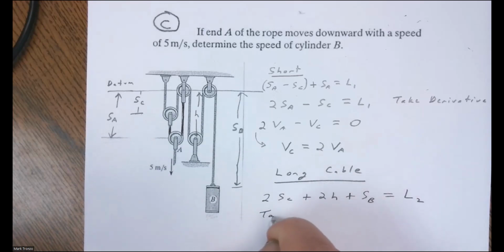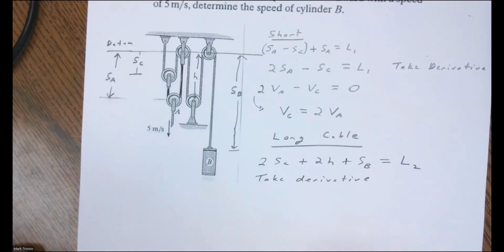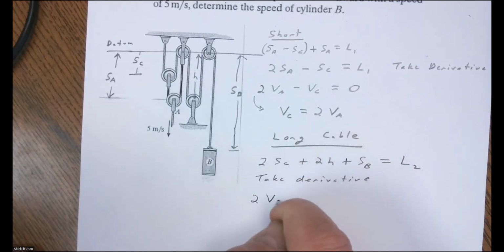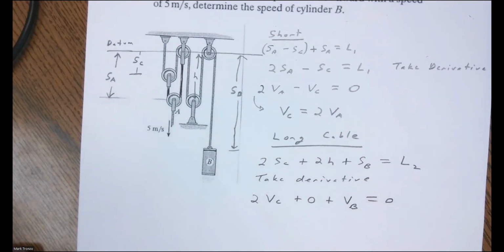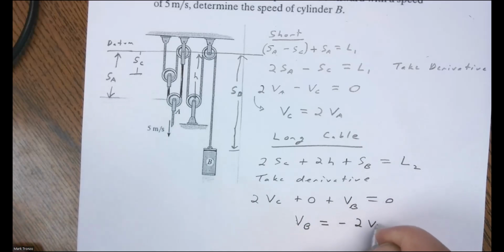So take derivatives. Again, this is constant. That'll go away. And once again, you could solve this for one or the other. Let me solve it for VB equal to minus 2 VC.